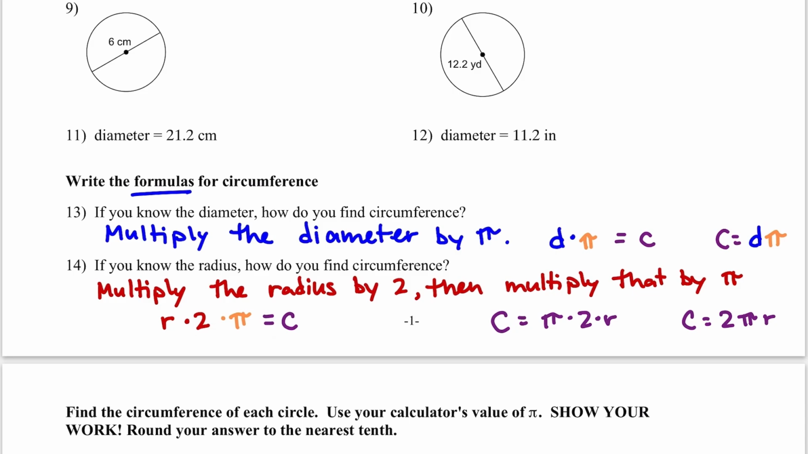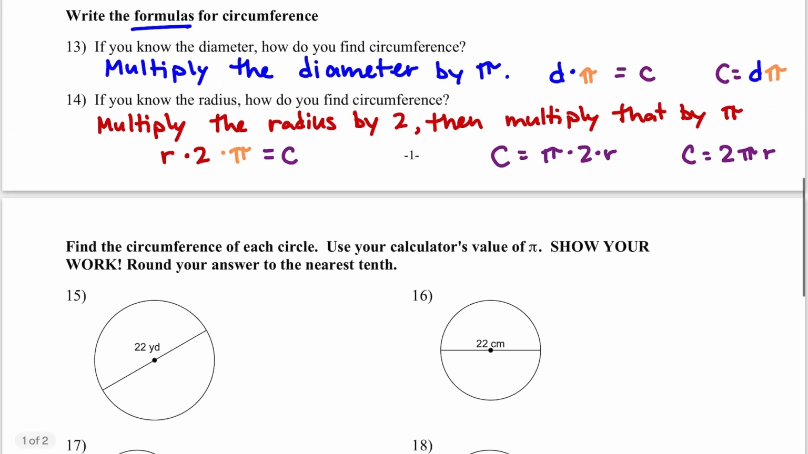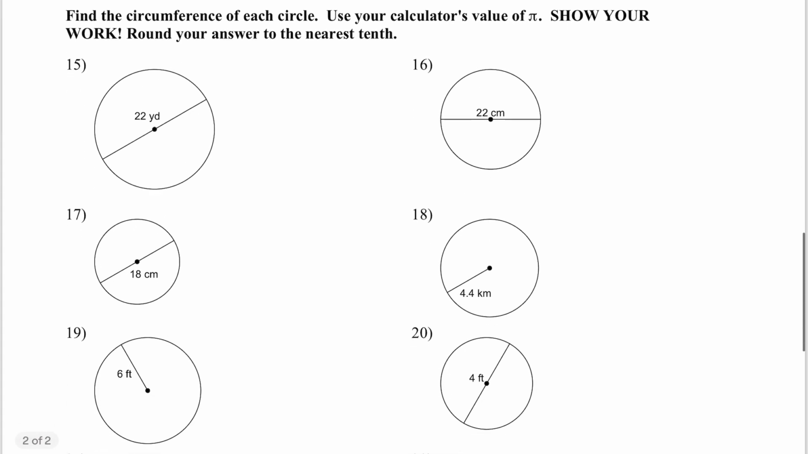So on our final set of problems, I have us finding the circumference. You need to pay particular attention to what information I'm giving you, so you know if we're just going to multiply the diameter by pi, or if I give you the radius, and first we need to multiply that by 2 to find the diameter before multiplying by pi. Let's take a look at number 15.